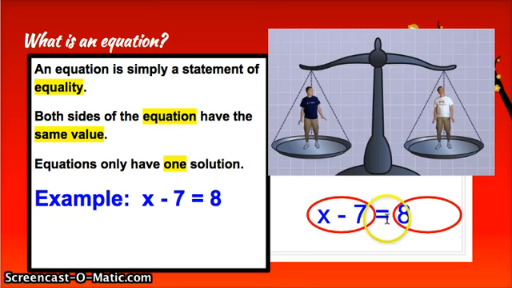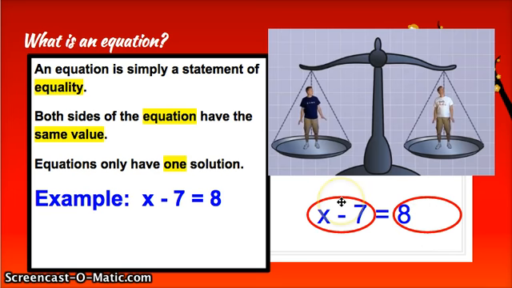If you look over here, I have x minus 7 equals 8. And that equal sign simply means that x minus 7 has the same value as 8. And equations only have one solution. So that means that there's only one number I can put in here that will make x minus 7 have the same value as 8. Now we can do this in our heads. If we think about it, 15 minus 7 equals 8.